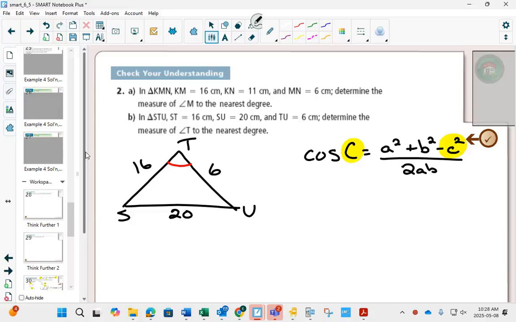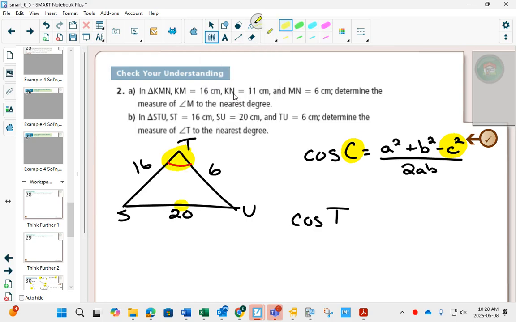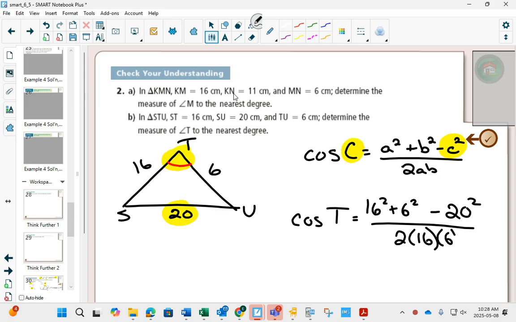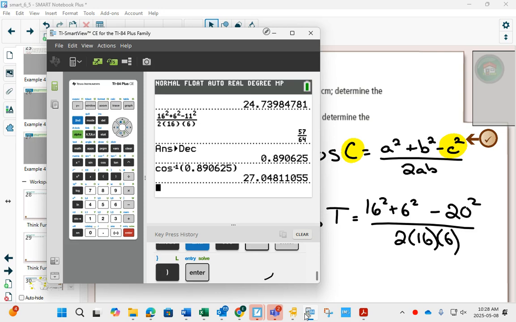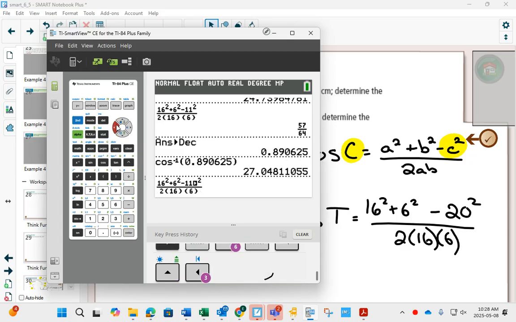And when I set it up, I'm finding angle T. If this is the angle I'm finding, this is the opposite side. So my formula, that has to be the minus part, minus 20 squared. The other sides won't matter. What's going to be interesting in this question is, is it like, nice. I'm going to steal it from last time because the numbers are very similar. Oh, there's something cool that happens.